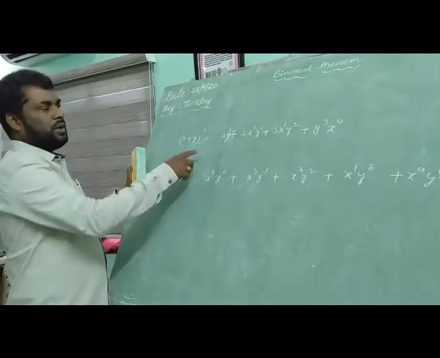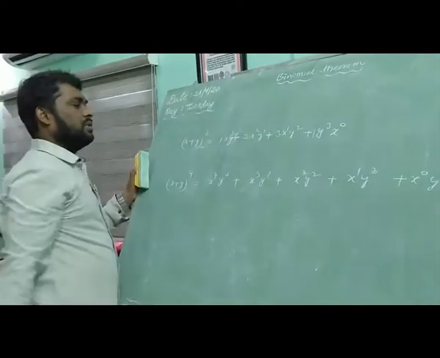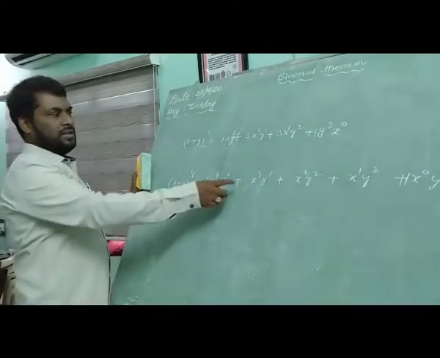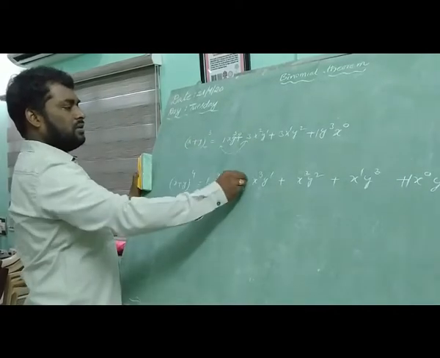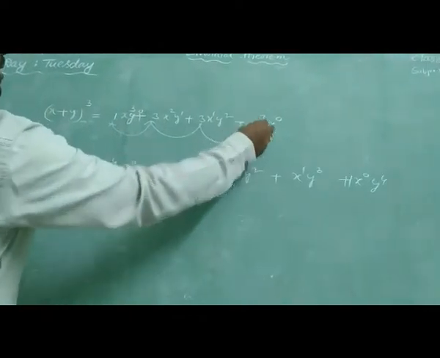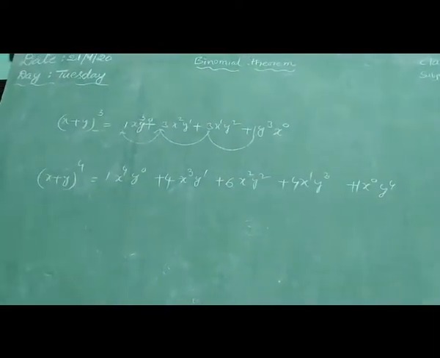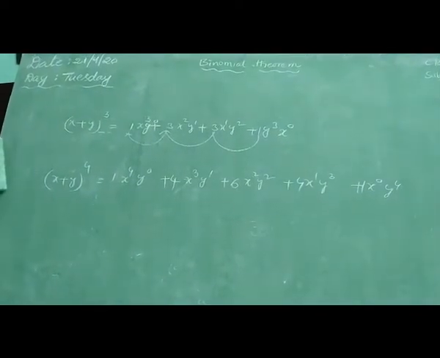If you observe here, the coefficient of the first term and coefficient of the last term are always equal to 1. How do you determine coefficients? By adding successive coefficients. 1 plus 3 is equal to 4, 3 plus 3 is equal to 6, 3 plus 1 is equal to 4. So it is the expansion of x plus y whole to the power of 4. Like this you can write so many binomial expansions.